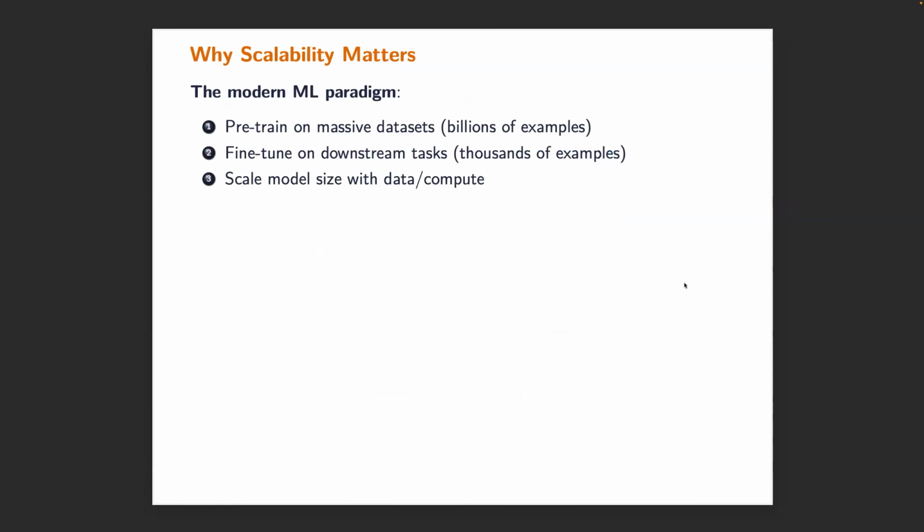So this gives us a recipe. The modern machine learning paradigm is to pre-train on massive data sets, billions of examples, and then fine-tune on downstream tasks with much less data. So the pre-training is often done with much larger resources and compute, and the fine-tuning can be done on commodity computers.